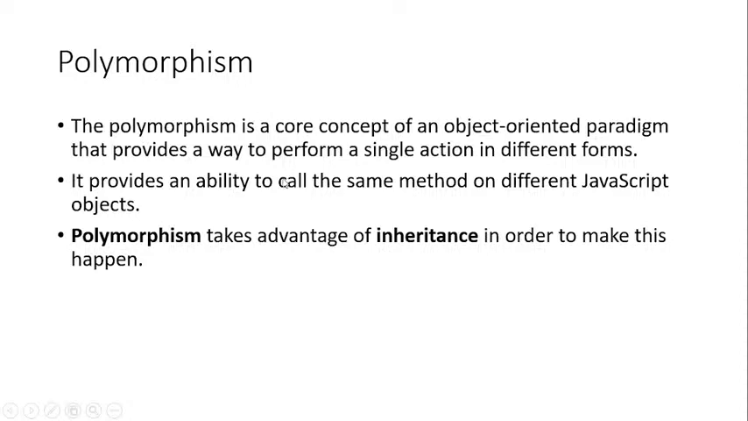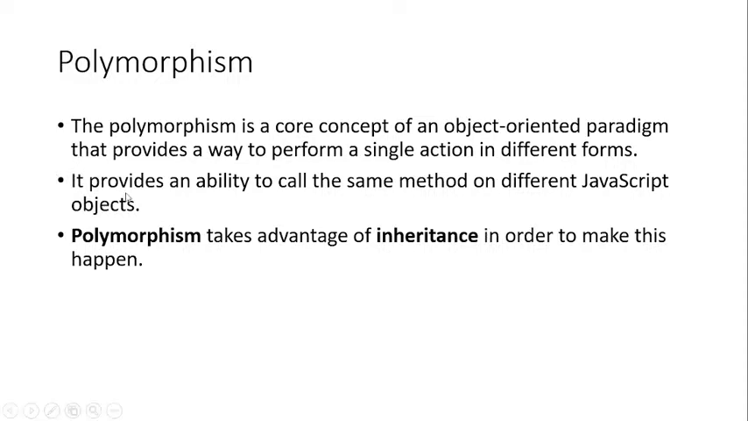So polymorphism is the ability of your class, or of your objects, to call the same method on different objects. Am I right? Those who are confused by the first point, the second point reveals everything. It's the ability to call the same method but on different objects. How is it possible? Because the methods are overridden in the respective classes. Fine. So polymorphism can be achieved only via inheritance, or it takes advantage of inheritance to make this happen.